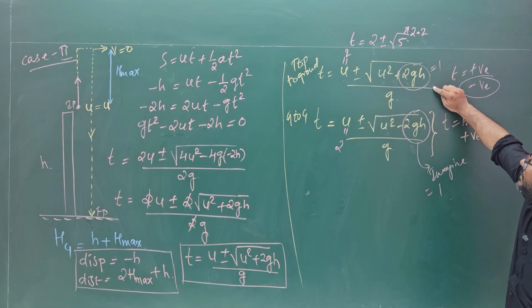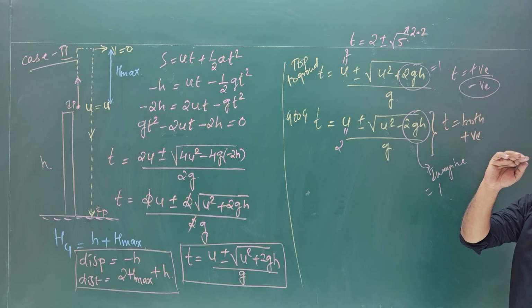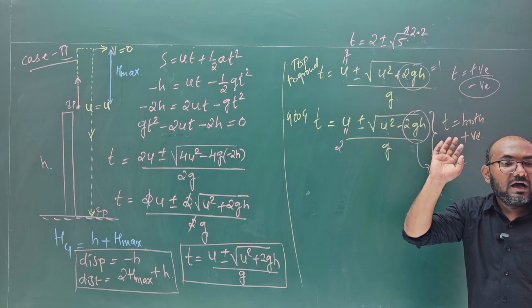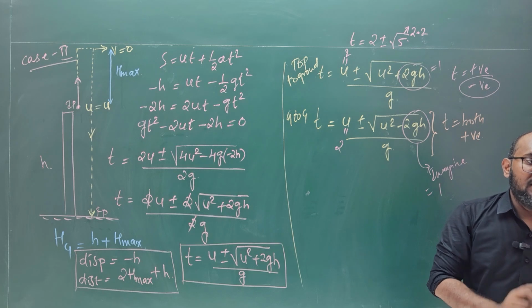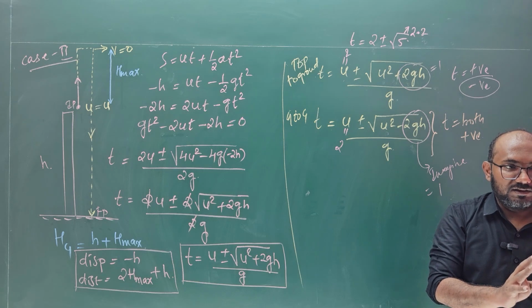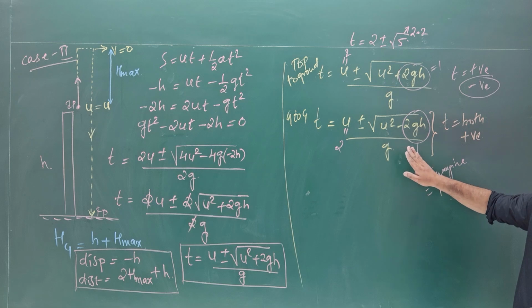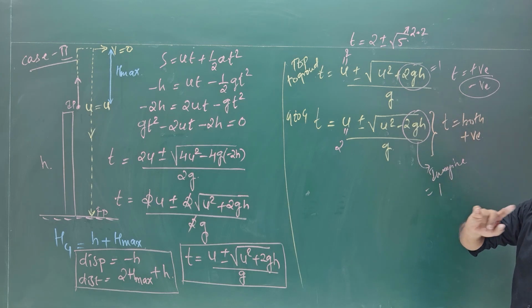When is this happening? When we are considering H as negative. That means you are standing above the building, and either you are throwing in the upward direction or in the downward direction. In both scenarios, can I say that H will be negative? H will be negative. Similarly, this equation is only applicable for ground to ground, where H is positive.